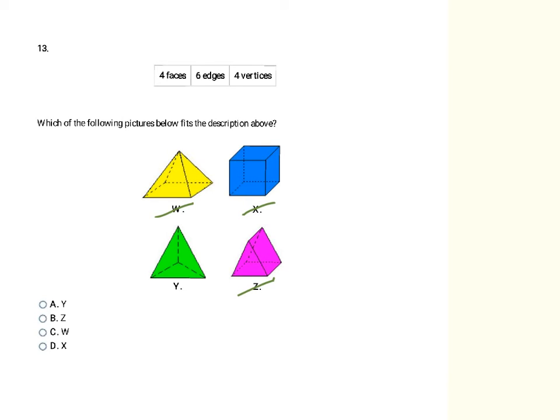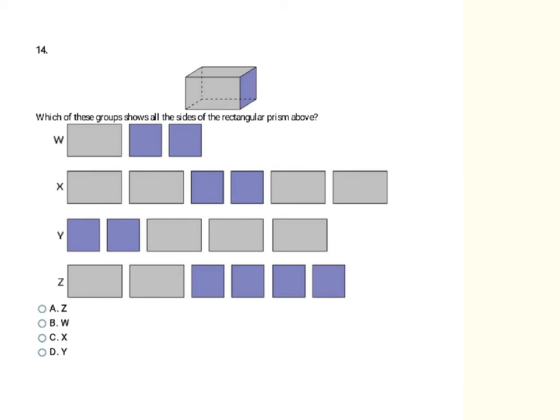So then I should just double check that Y does have the 6 edges and 4 vertices. So if I look at the edges, there's 1, 2, 3, 4, 5, 6. So that checks out also. And then if I count up my corners, I have 1, 2, 3, 4. So the 4 vertices check out also. So my answer is going to be Y, which is choice A.